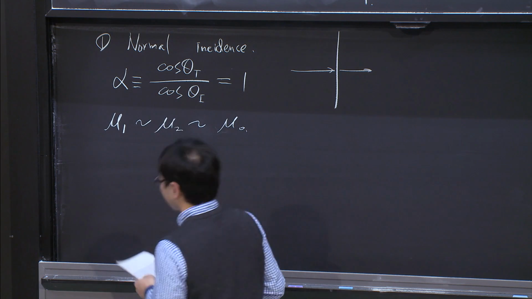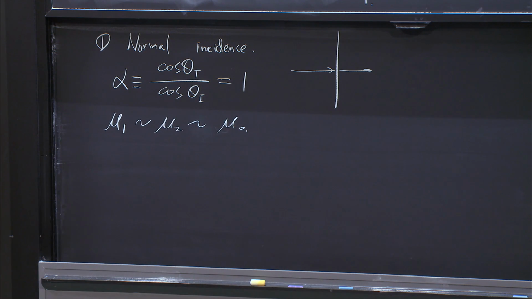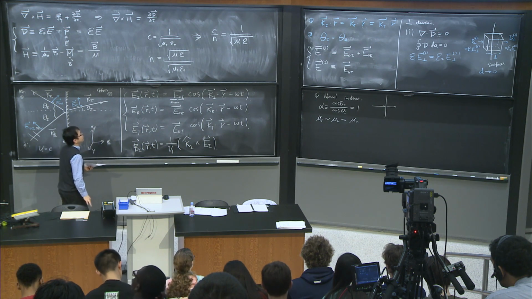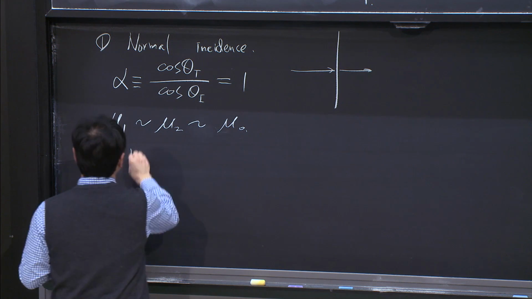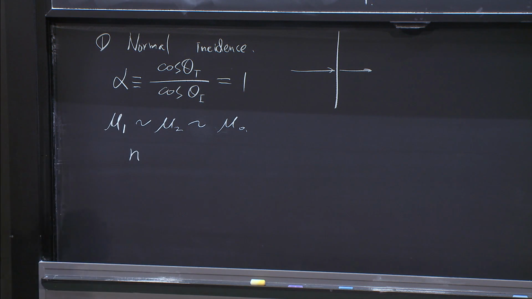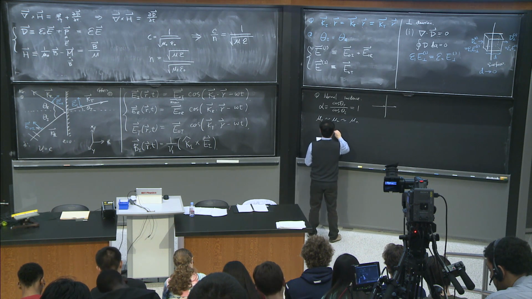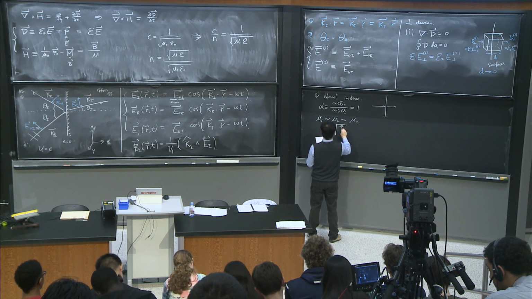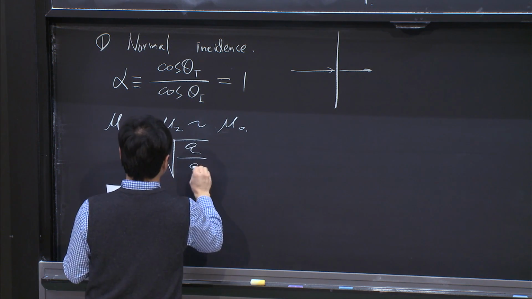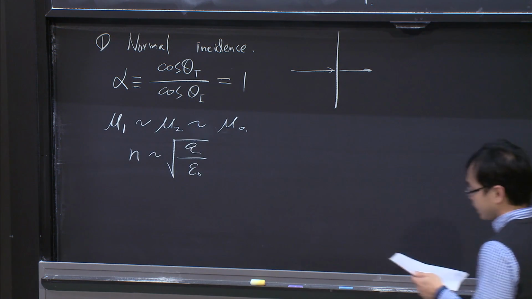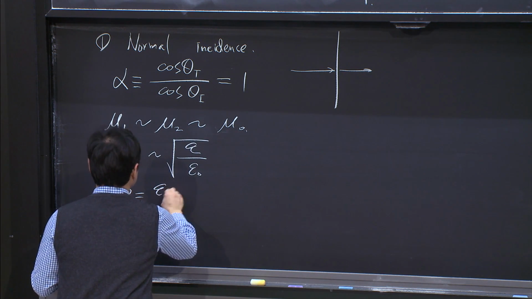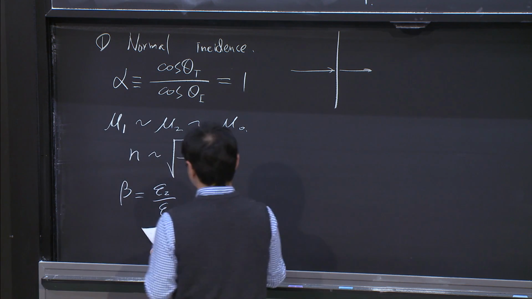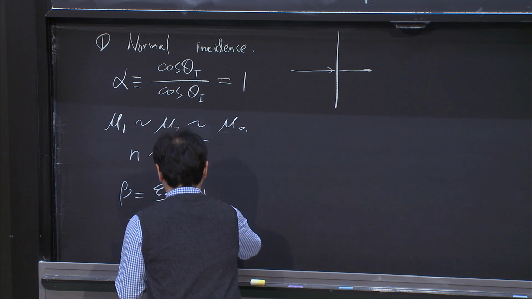In normal material, mu1 is roughly equal to mu2 and roughly equal to mu0. So if mu1, mu2, and mu0 are very close to each other, then the refractive index, based on that equation shown there, will be roughly equal to the square root of epsilon divided by epsilon 0.